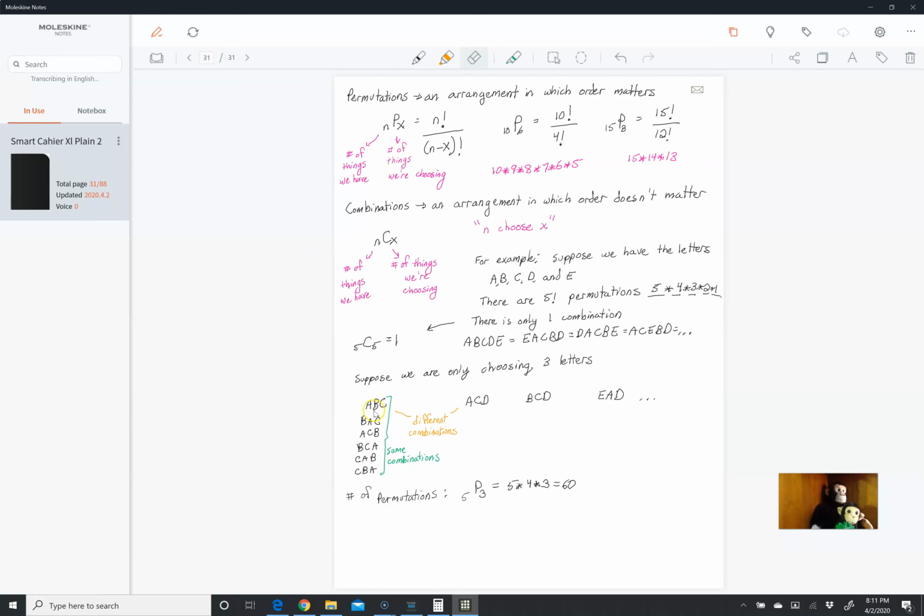For this one, there are 3 times 2 times 1 repeats. That's because we can either have A, B, or C as the first letter, which means that we have whatever we didn't use as the second possible letter in these repeats. And we could have what's left over as the third possible letter. So for each one of these, there are 6 repeats.